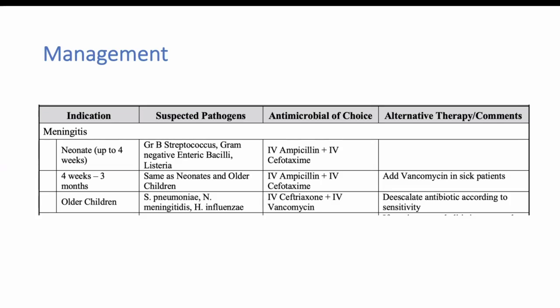For older children, with strep pneumo, Neisseria meningitidis, and Haemophilus influenzae, the empiric antibiotic choice is IV ceftriaxone. Sometimes you will add IV vancomycin. When is that? When you suspect a resistant strain of strep pneumo. And all of that is based on data from the USA. Our strep pneumo in Saudi Arabia is highly sensitive to ceftriaxone, so starting only ceftriaxone will be enough, unless in your community the strep pneumo is resistant to ceftriaxone.